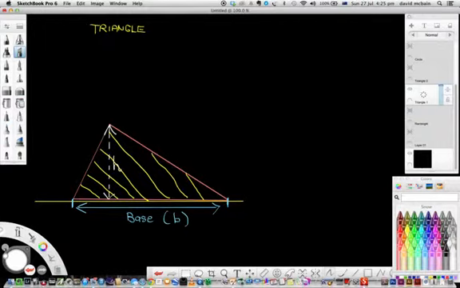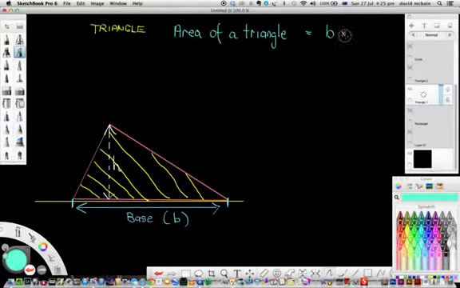So we now know what the height of the triangle is and its base. So the area of any triangle, in other words, the amount of space inside the triangle, is equal to its base multiplied by its height. So it's the base multiplied by the height divided by 2.